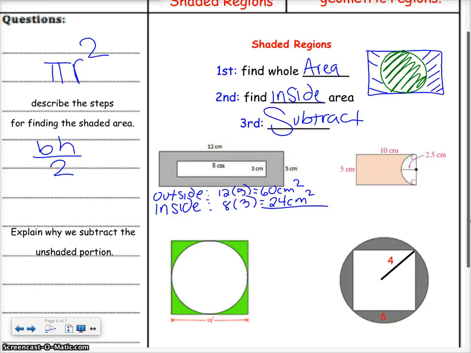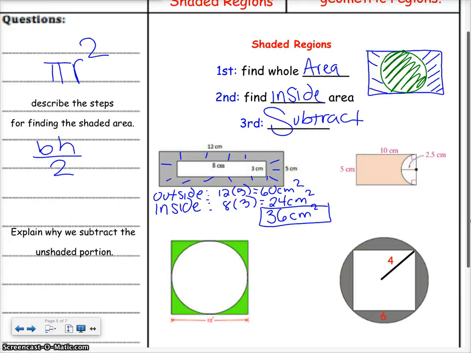So if I take them away, what's 36, right? Just kidding, 47? Oh gosh. 36. Okay, I second guessed myself. 36 square centimeters is that gray shaded region. Okay.